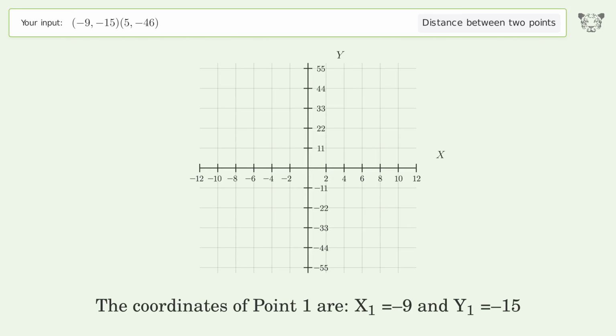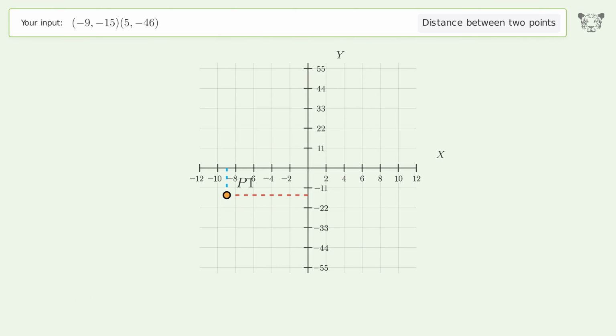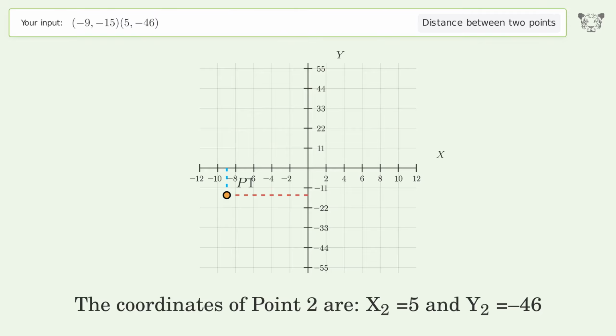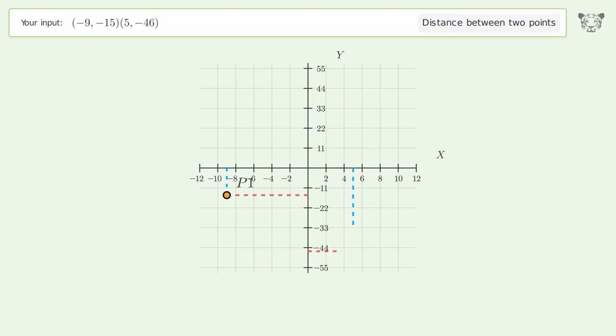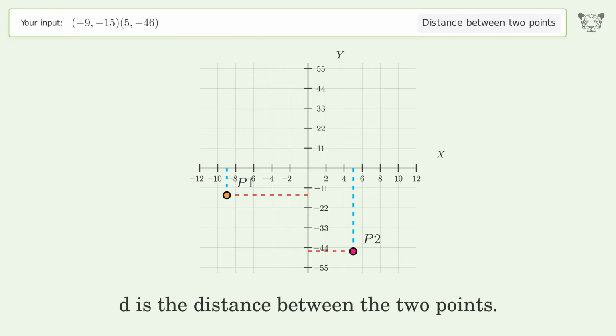The coordinates of point 1 are x1 equals -9 and y1 equals -15. The coordinates of point 2 are x2 equals 5 and y2 equals -46. D is the distance between the 2 points.